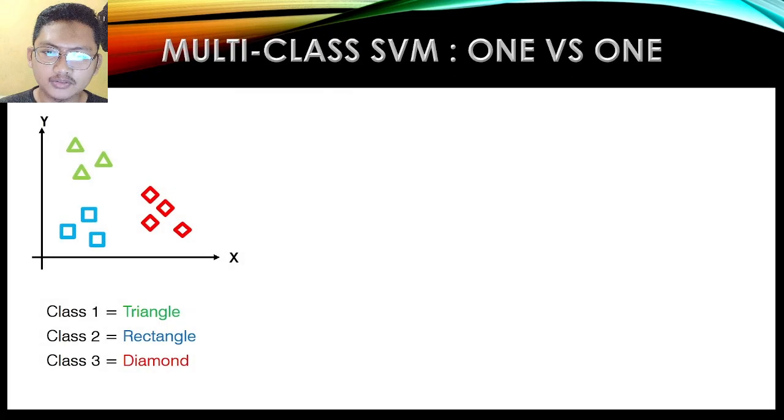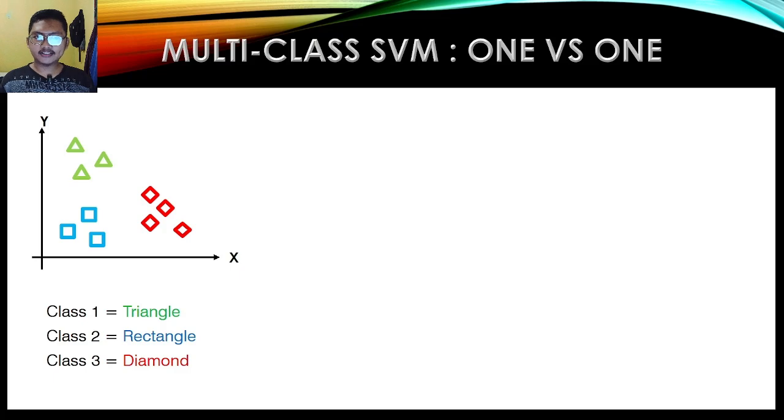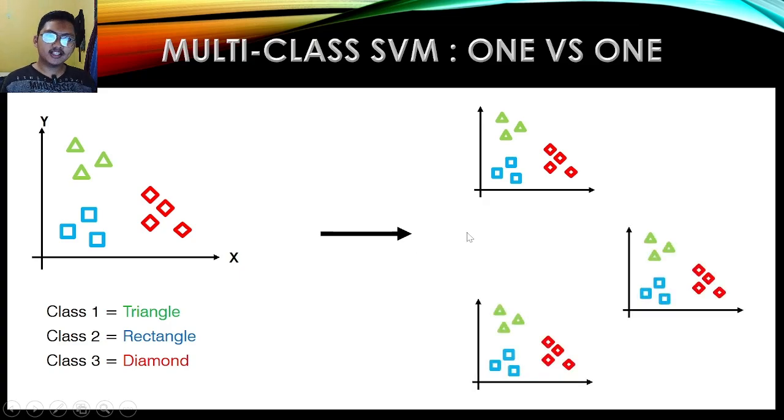Okay, continue. The next algorithm is multi-class support vector machine, one versus one. It's similar to one versus all. We have the same dataset with three classes: triangle, rectangle, diamonds. It's the same as before. We're going to split it and divide it into three models, or three SVMs.